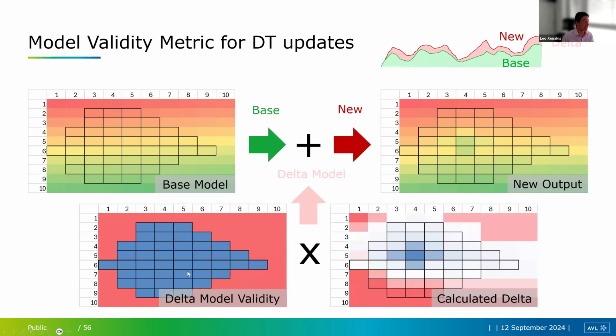So you can automatically see where the model is valid. You can see your calculated delta. You can apply this on top of your base data and only update the areas in which you have new data and ignore the outside areas because you don't have new data here to add. And this was made much easier by some of the functionality that was in Cameo.